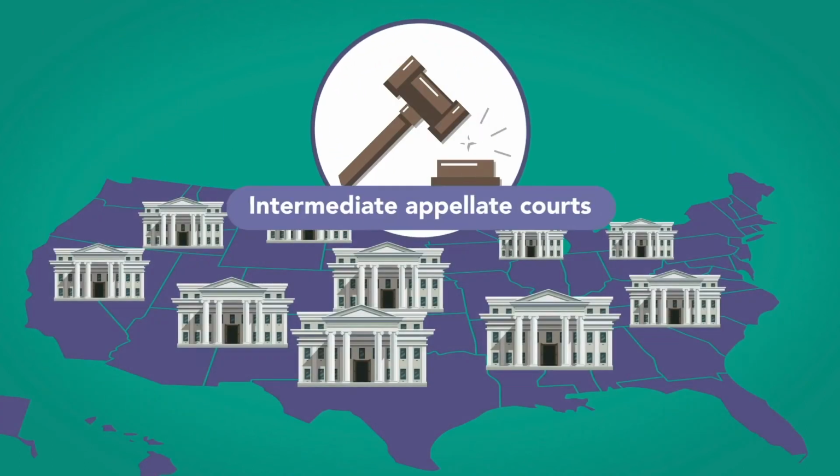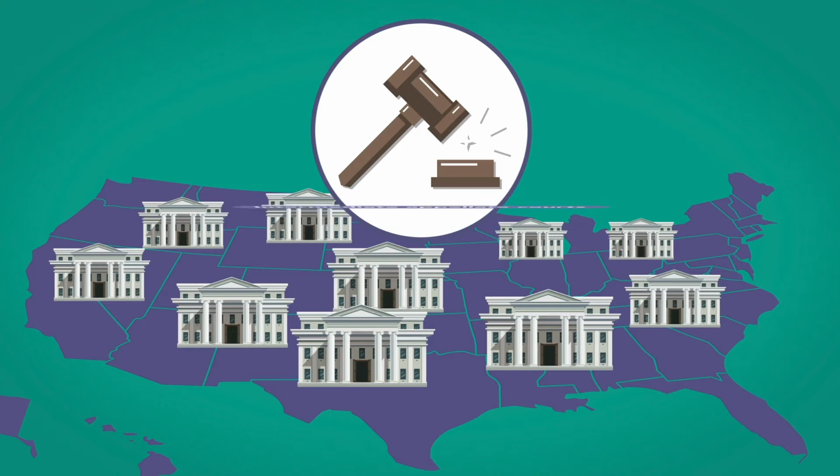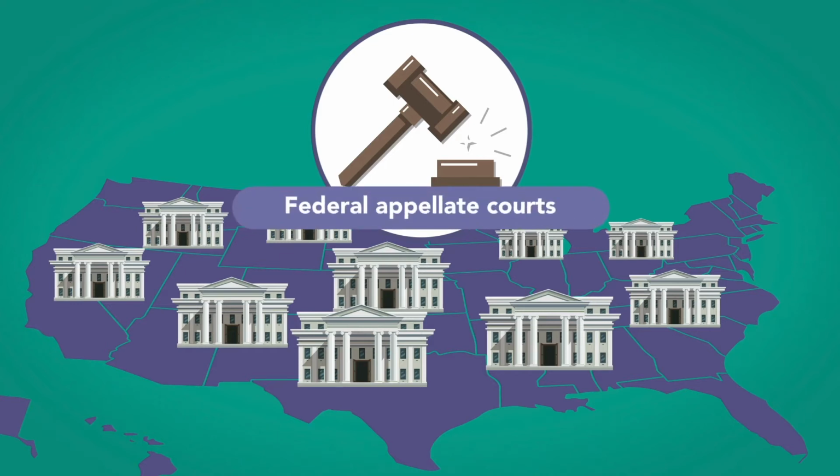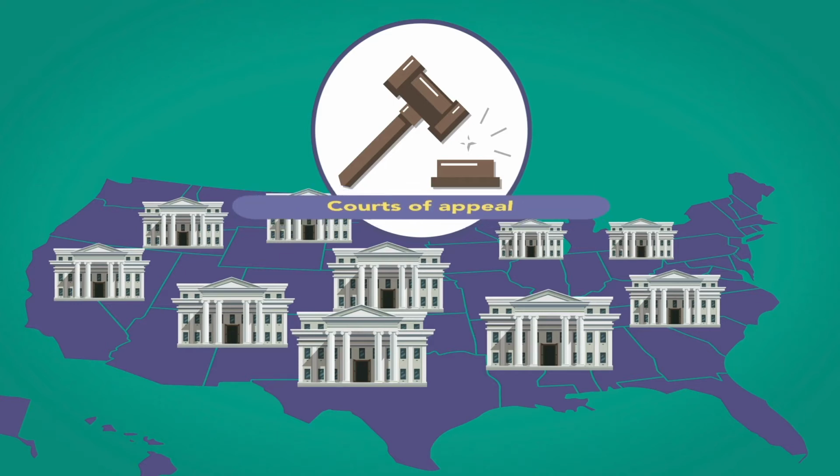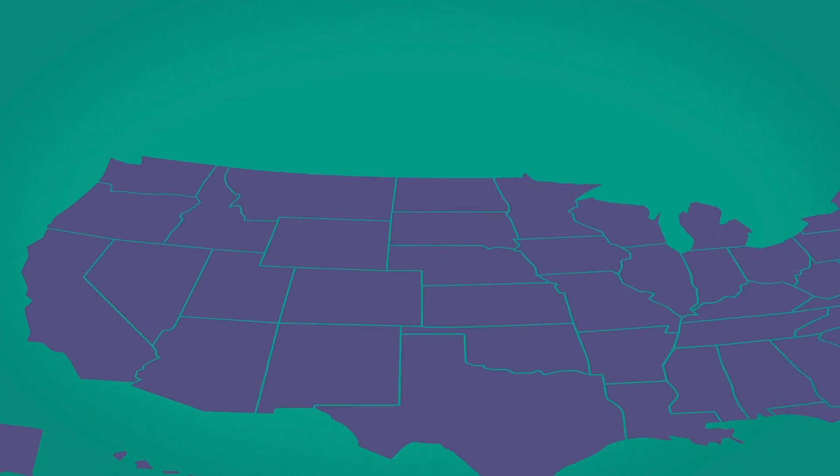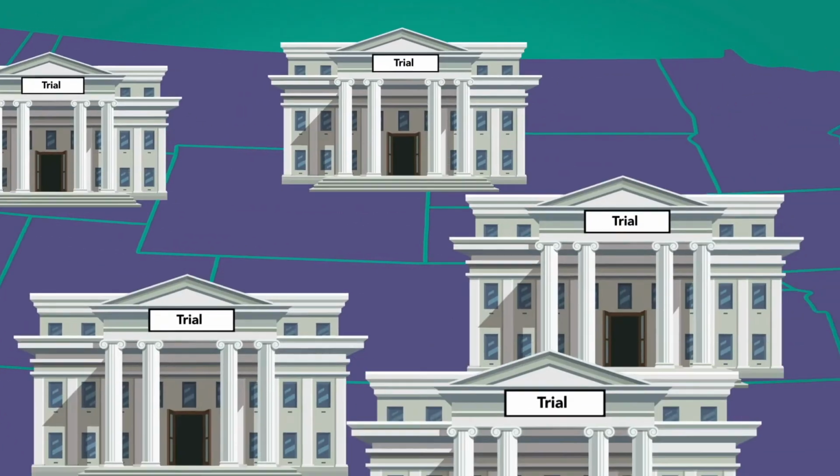All states also have intermediate appellate courts, which are laid out geographically in the same manner as federal appellate courts. They are usually called courts of appeal or appellate divisions. State appellate courts take appeals from their state trial courts.